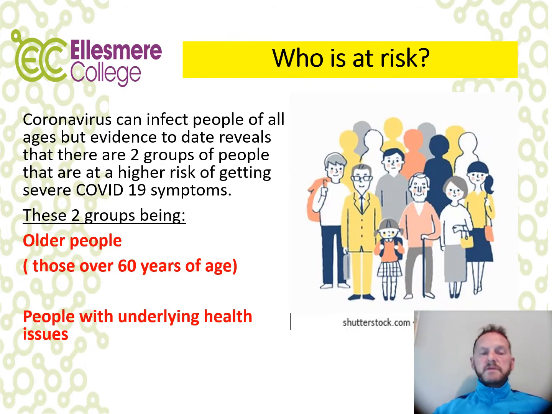So who is at risk? Well, coronavirus can affect people of all ages, but evidence to date reveals that there are two main groups of people that are at a higher risk of getting severe COVID-19 symptoms and are in danger of becoming very unwell and very poorly, and in the worst case can actually die. These two groups of people being the older people, those over the age of 60, and people who have underlying health issues already.